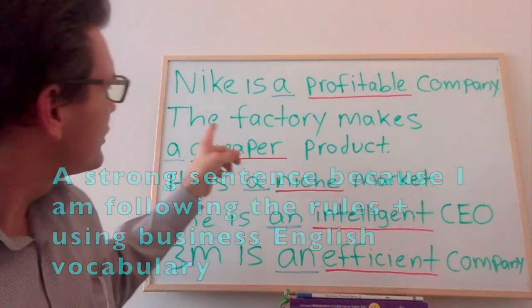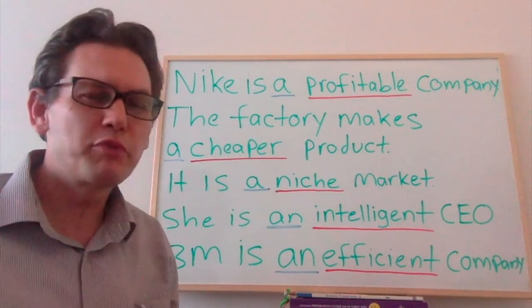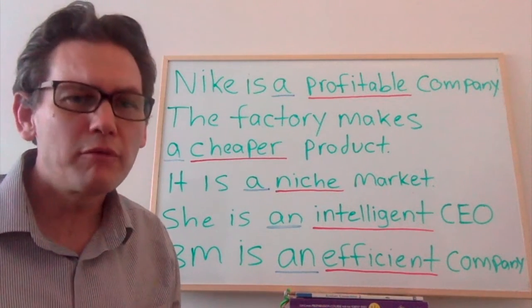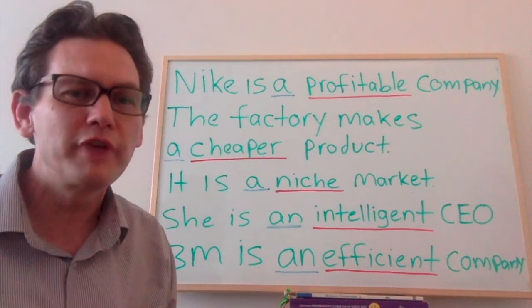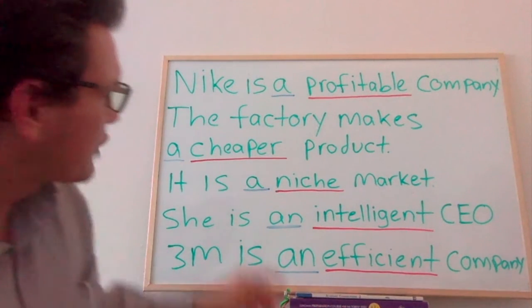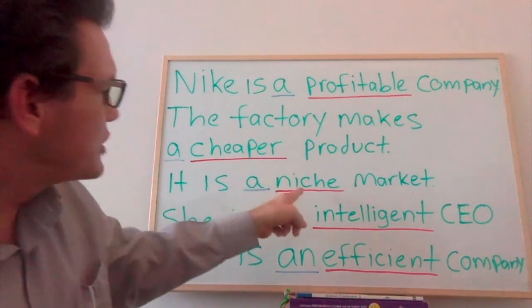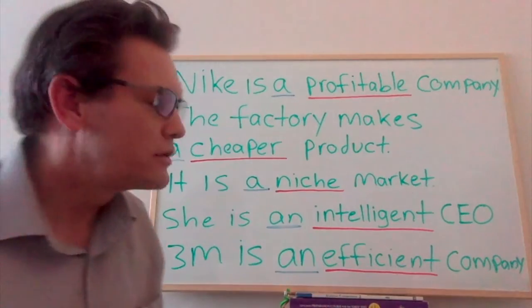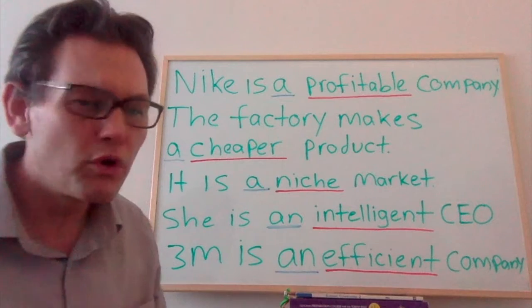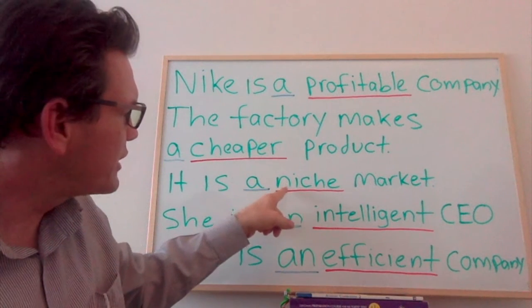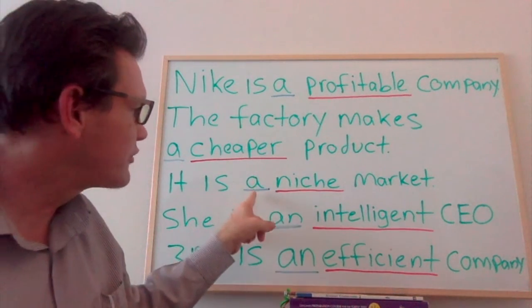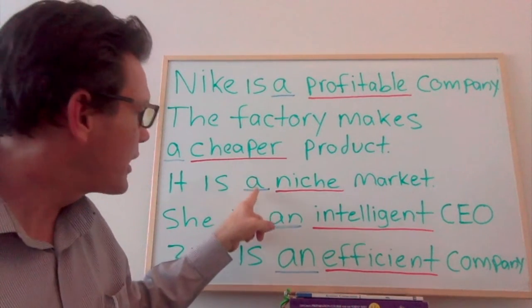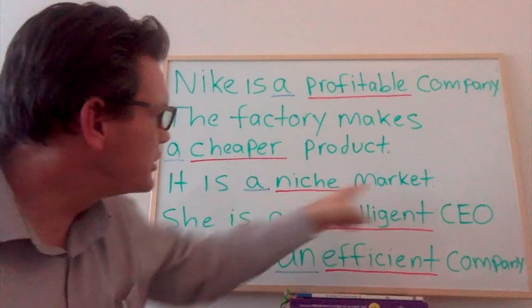Okay, the next one, the factory makes a cheaper product. Again, I'm following the rules correctly, plus I'm using strong business English vocabulary. The next one is, it is a niche market. Okay, don't forget the rule. If the sound here in this word sounds like a consonant sound, you have to use a before that. A market, a niche market.